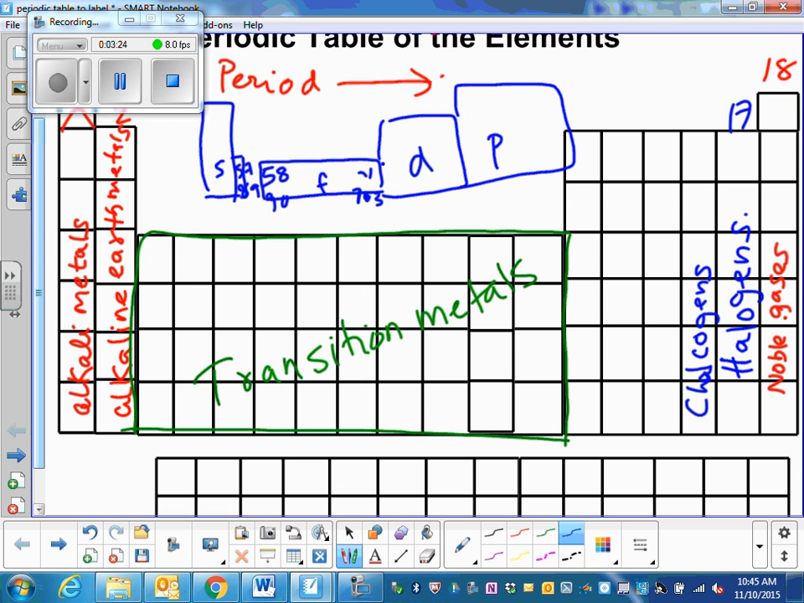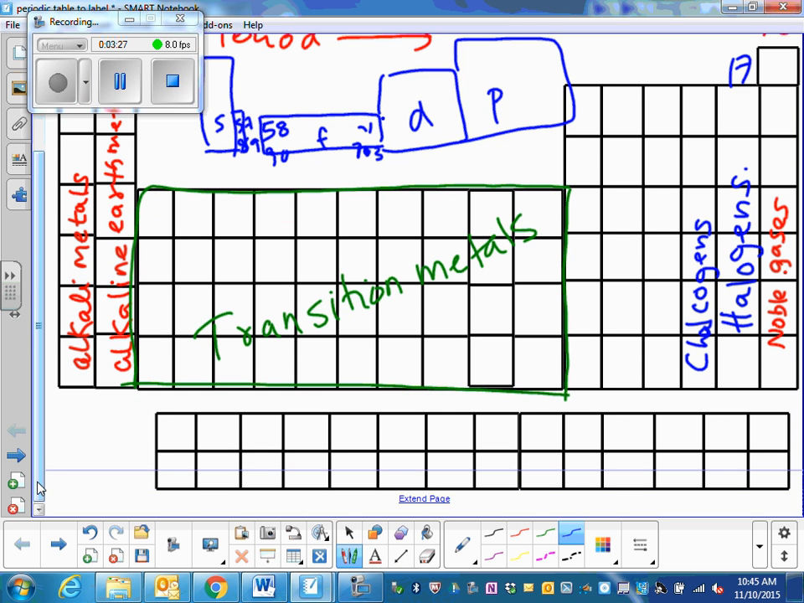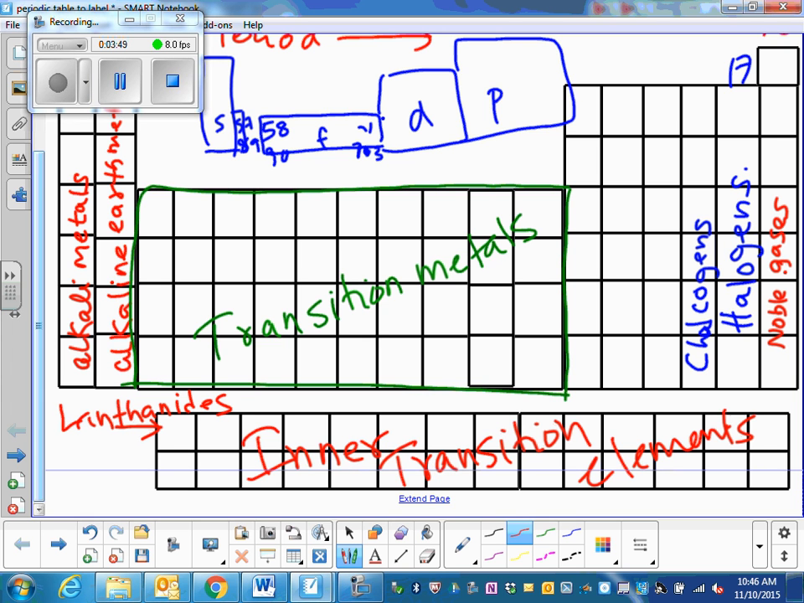Okay. So since this block has actually been chipped off and put here, this is known as the inner transition elements. Sometimes they will also call this row the lanthanides because it follows lanthanum. And then they will call this row the actinides because it follows the element actinium on the periodic table. Does that make sense? Okay?